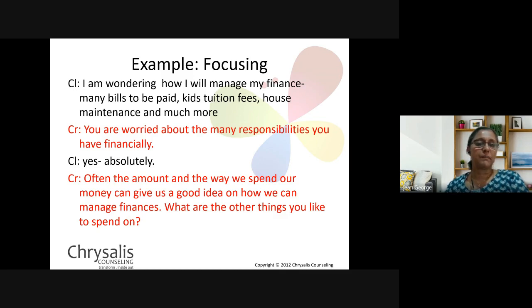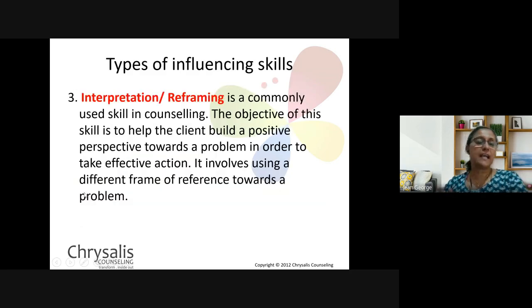So here, what the counselor is trying to do is to really get her to focus on some aspect of the finance, on how she may be spending on other things, to really focus on that. The counselor says, the amount and the way we spend our money can give us a good idea how we generally manage it. So what are the other things? So it gets pushed to thinking or discussing something else that may require the relevance at that point. Okay, so that second part is focusing. The next one is interpretation or reframing.